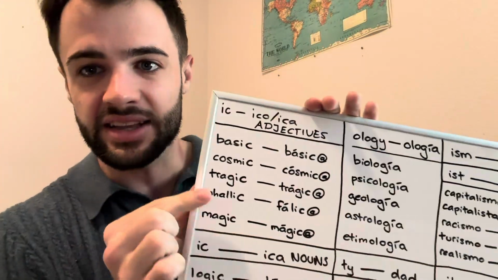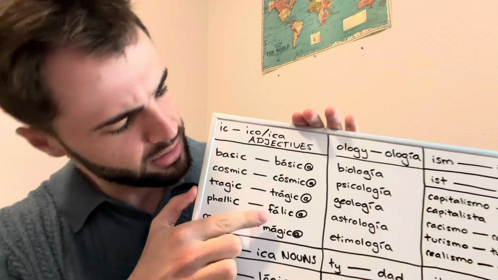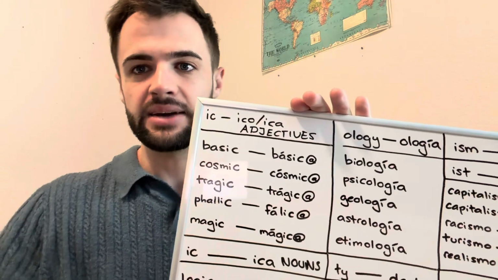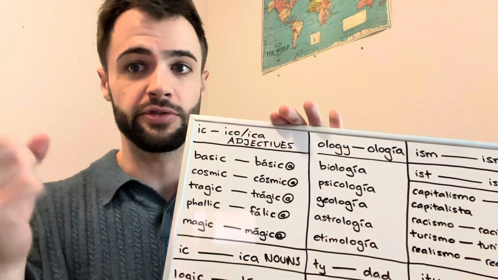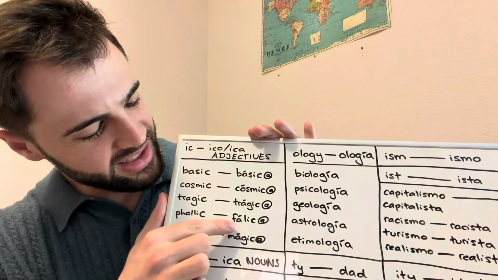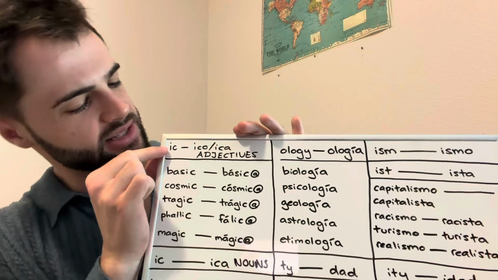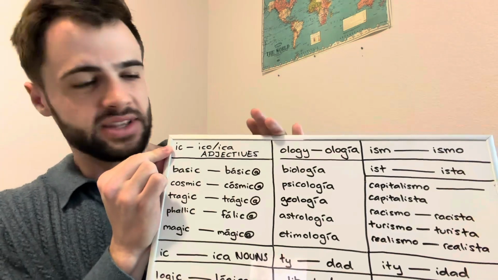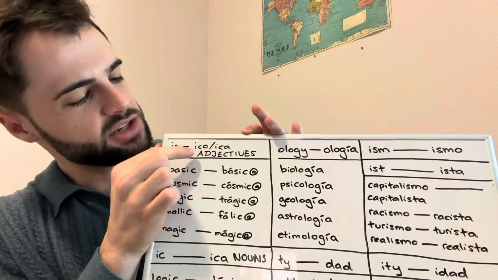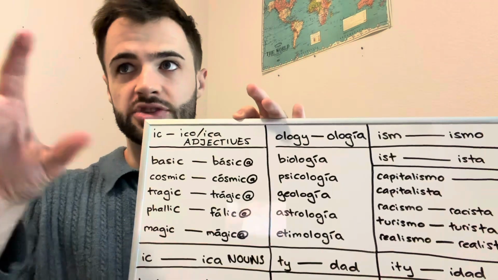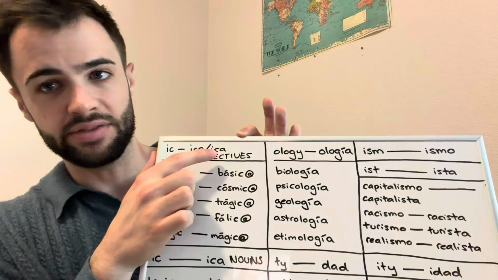Let me bring this up here. It was phallic, and I guessed in the moment that it was fálico, but I said in the moment, de una forma fálica. So forma is feminine, so it goes from fálico to fálica. I'm talking a lot about fálico. The rule here is basically that if an adjective ends in IC, it's probably going to be the same thing from English into Spanish, but it's just going to end in ICO or ICA. ICO if it's describing a masculine noun, and ICA if it's describing a feminine noun.